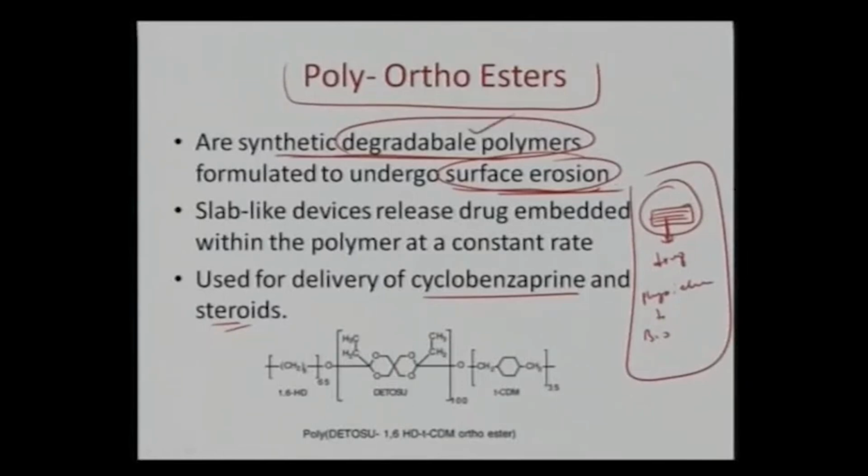They are degradable polymers, and they are designed or formulated to undergo surface erosion. The slab-like devices are encapsulated in a polymer, and the polymer degradation starts releasing the drug at a very constant rate, and they have been shown to be very good for certain steroids and cyclobenzaprine. So that is the overall deal with the polyorthoesters, that they can provide controlled release of the drug at a very constant rate. That is the advantage with the polyorthoesters, and here is the overall structure of the orthoesters.